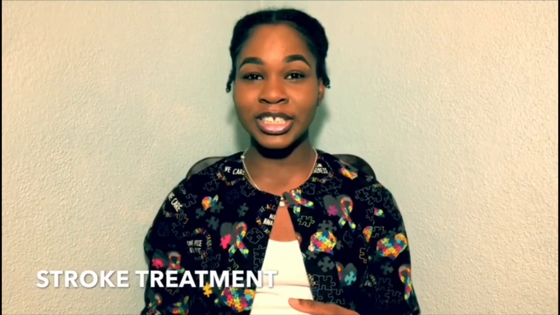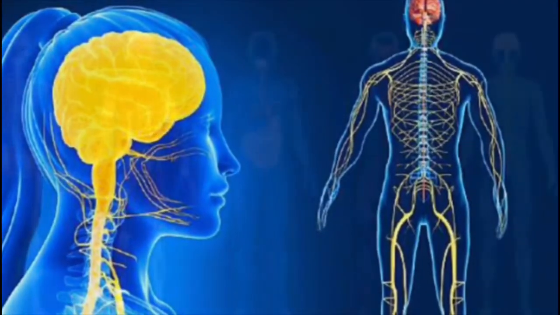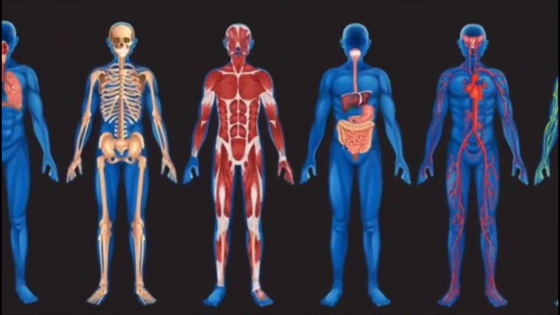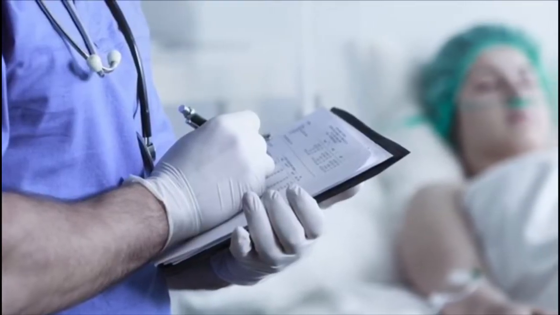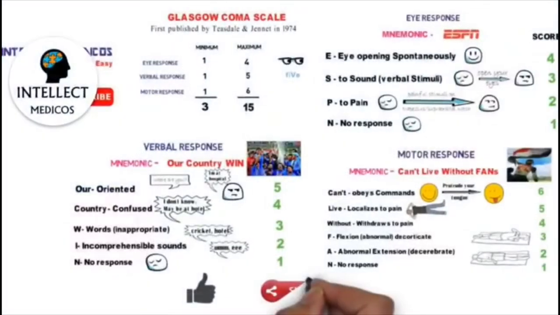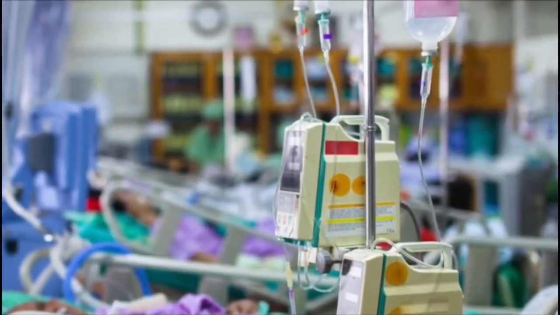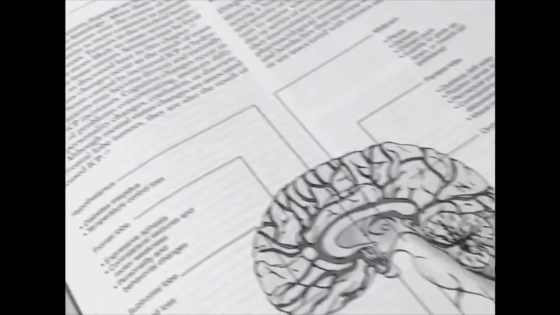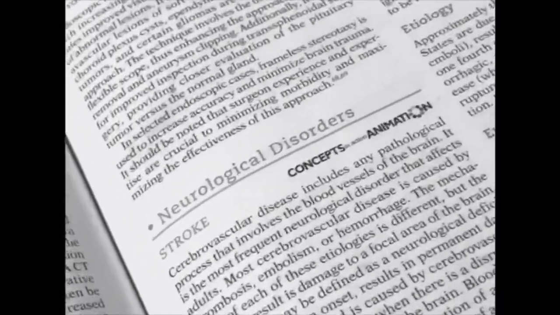On complex nursing situations, particularly stroke treatment. The brain is a complex, integrative organ in the neurological system that influences all the other systems in the human body. Assessing and caring for a patient with a neurological problem is complex and requires in-depth assessment. The patient will require critical care management.